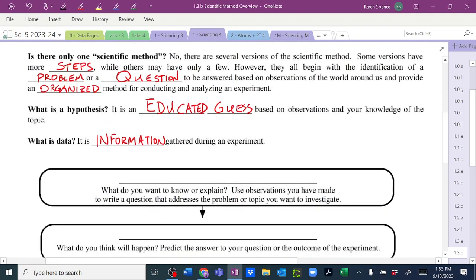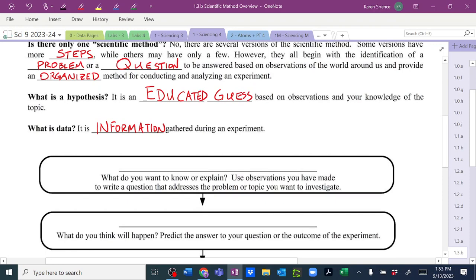So what do we want to know or explain? Use observations that you have made to write a question that addresses the problem or the topic that you want to investigate. So step number one would be, you have to define the problem or ask a question.